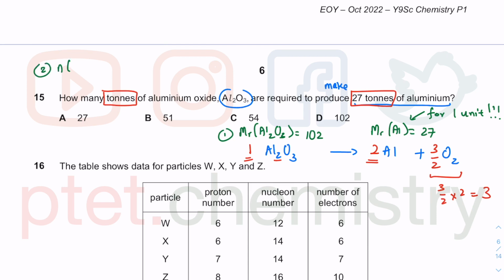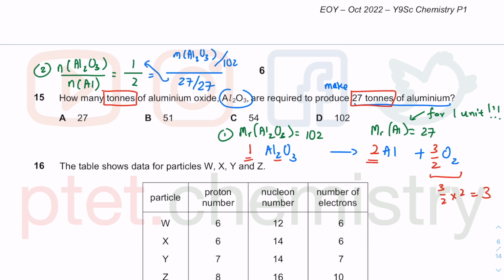So this is the mole of Al2O3 to the mole of aluminium. From the balanced equation, the Al2O3 is 1 mole. 1 mole of Al2O3 will produce 2 moles of aluminium. On the far right, on the top is to do with the mole of Al2O3. The mole of Al2O3, I want the mass. So this is the mass of Al2O3 divided by the Mr, so 102. And at the bottom, I have 27 tons of aluminium divided by 27. Bring up the denominator. Half times 27 over 27 equals the mass of Al2O3 over 102.